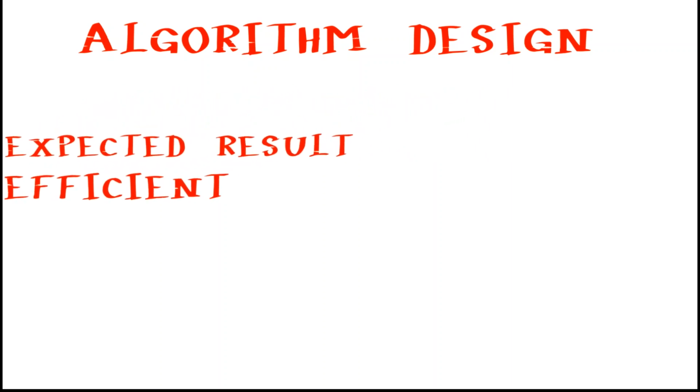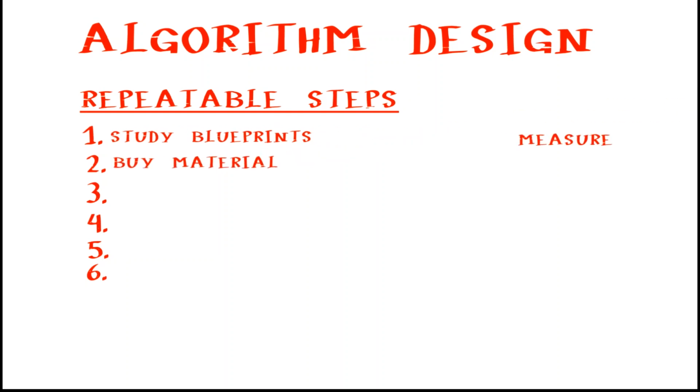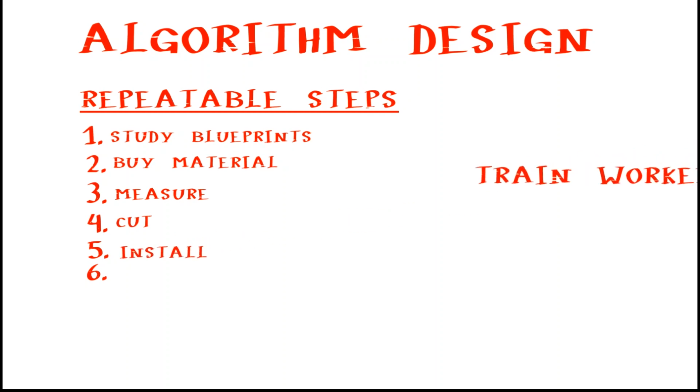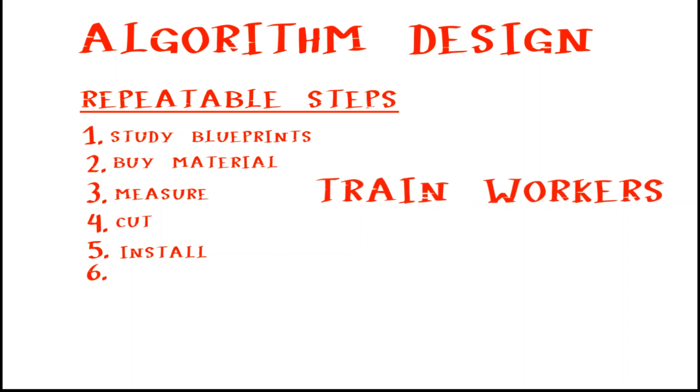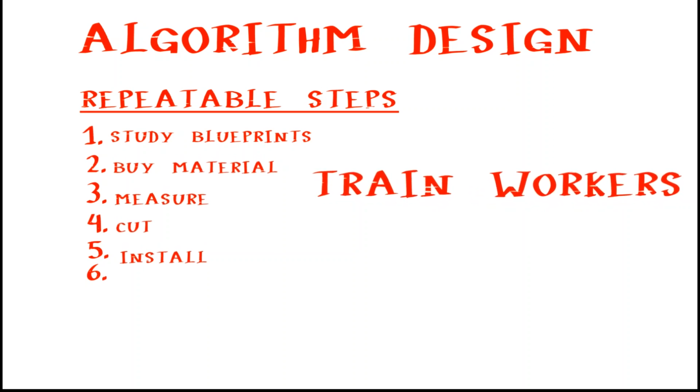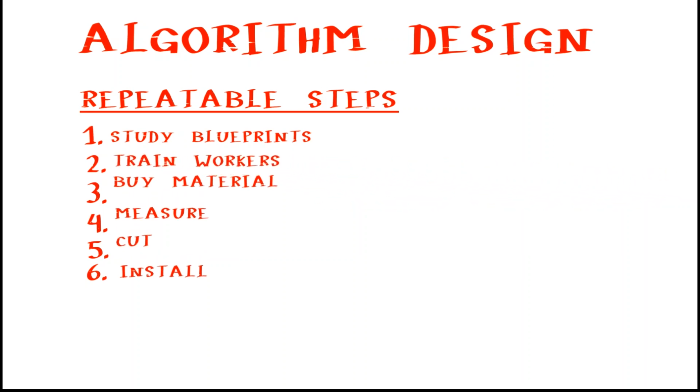To do that, we have to use our patterns and simplified data to build the most simple set of instructions we can. First, we know that there are repeatable steps. Number one, look at the blueprints. Number two, purchase material. Number three, measure material. Number four, cut material. Number five, install material. I guess we also identified that each worker needs to be trained differently for each phase. Let's put that one right here. Great, we can use these steps over and over again.